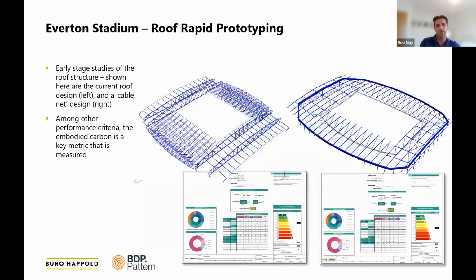One of the key ones for structures and structural engineering is the roof, and we're only showing 2 options here of many options that we looked at for the roof structure. The one on the left is essentially a similar version of what the roof will be in a diagrammatic format, and the one on the right is a cable net equivalent.